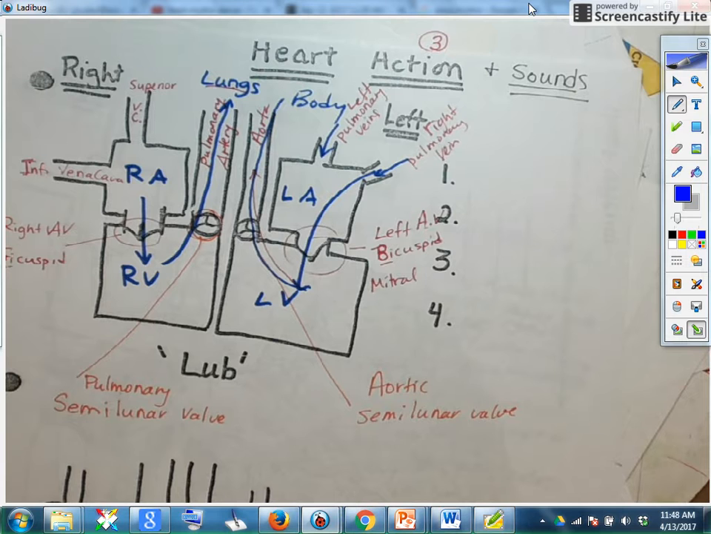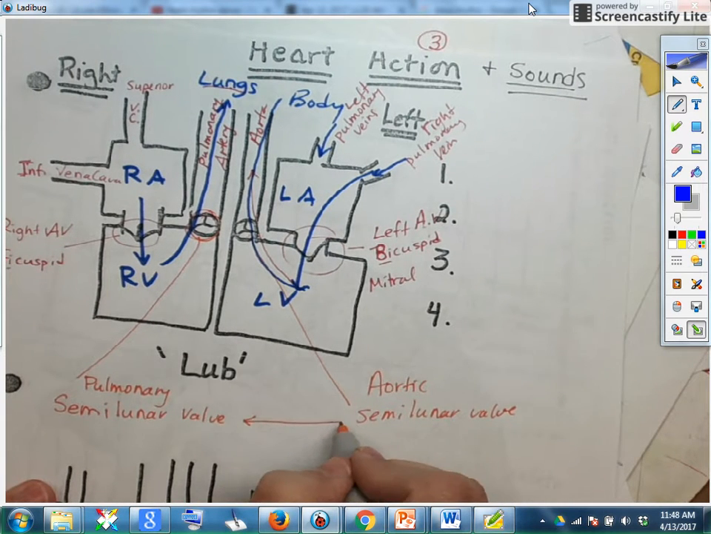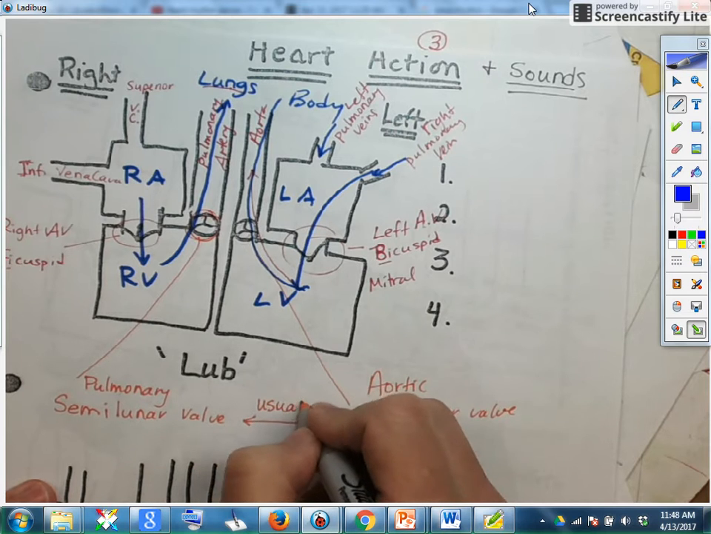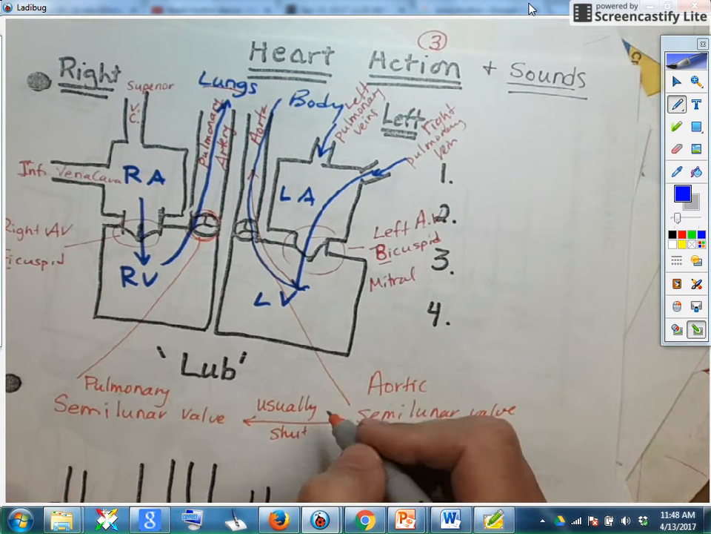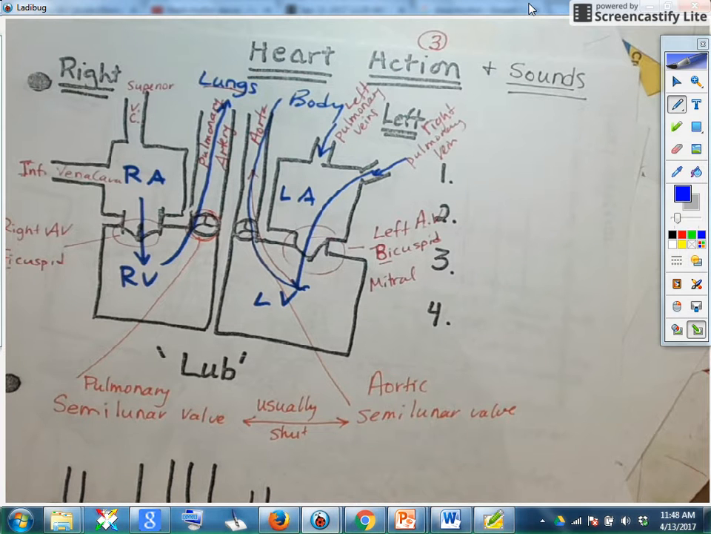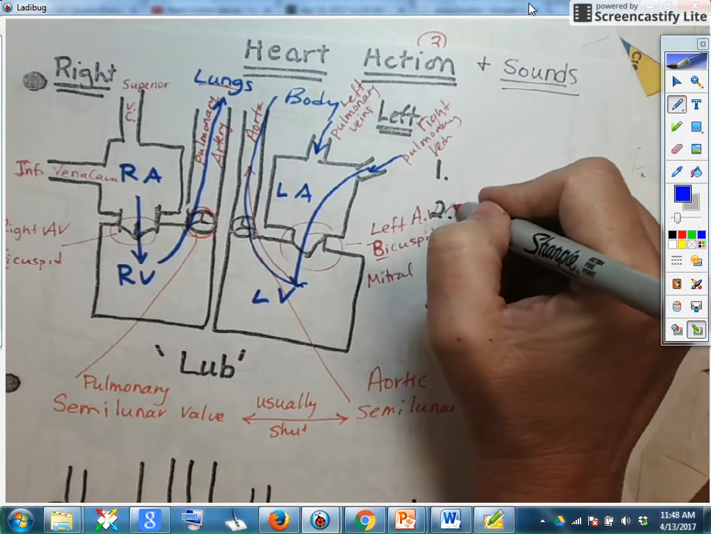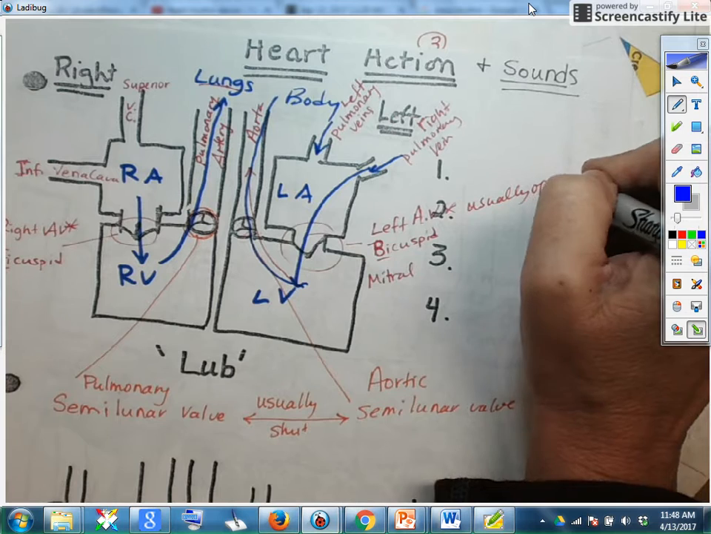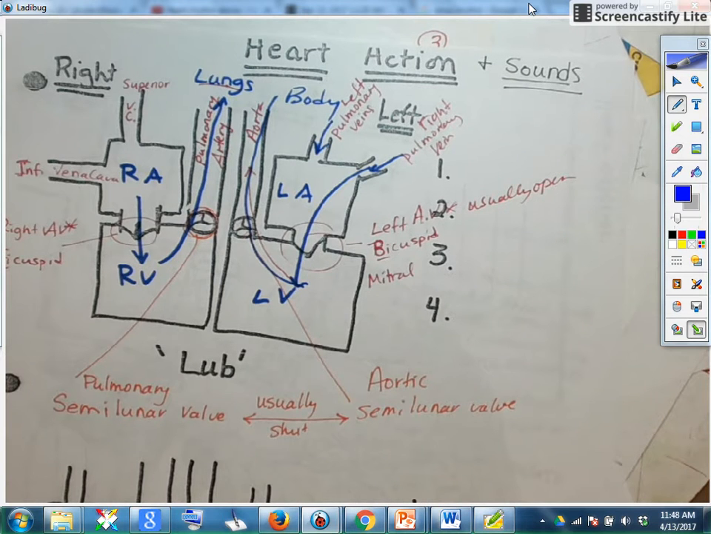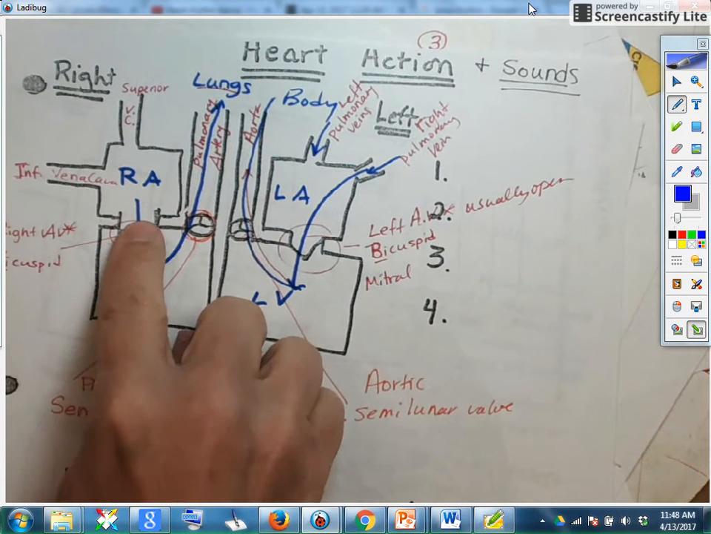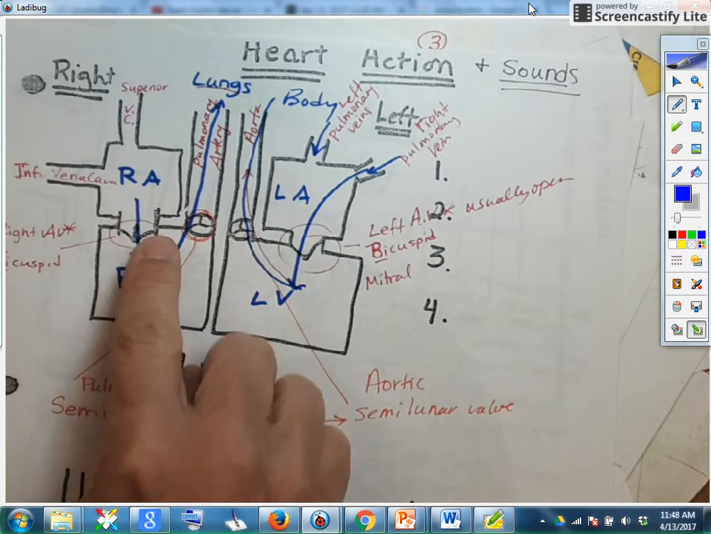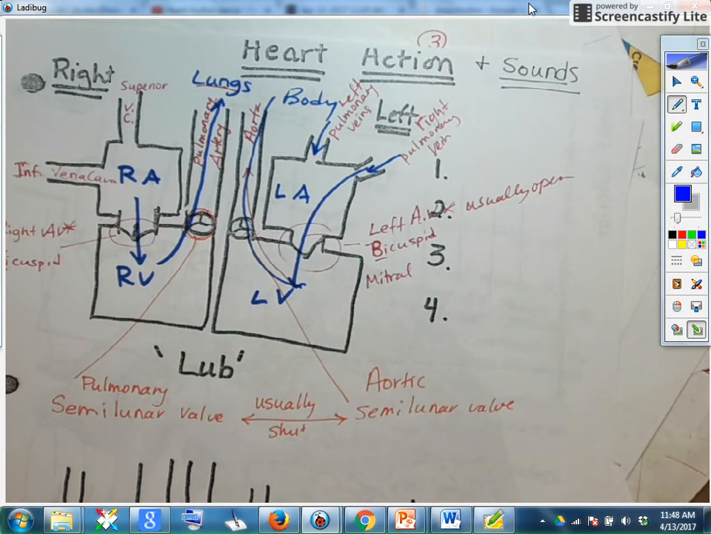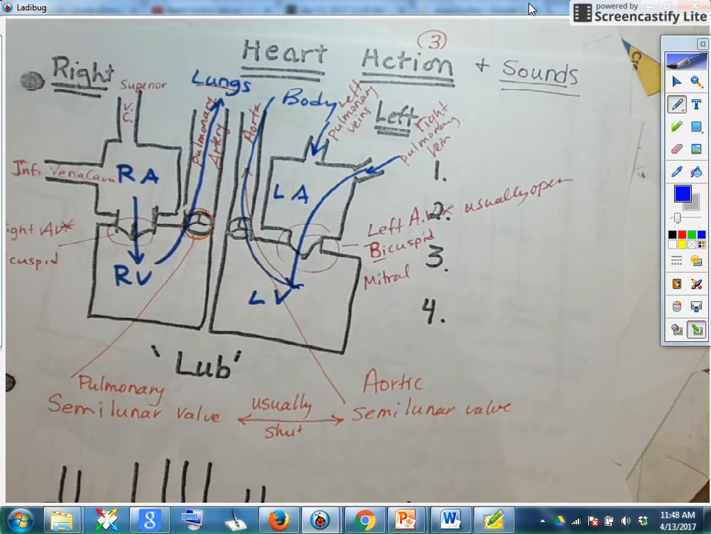Now, the interesting thing about these valves is they are usually shut unless there's blood being forced through them. These AV valves, this one and this one, are usually open unless there's blood being pushed against them. When the heart contracts, it'll shut this valve and it'll force the blood to open this valve. So there's kind of an interesting little detail there.